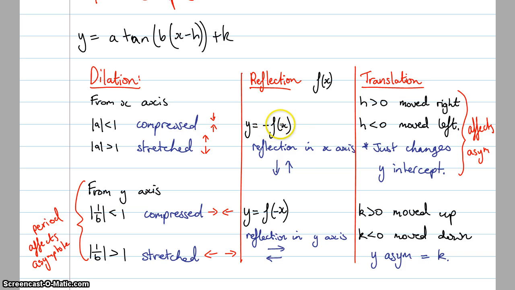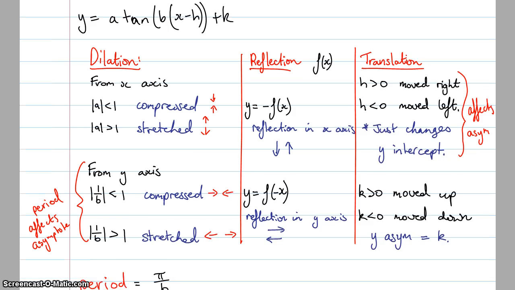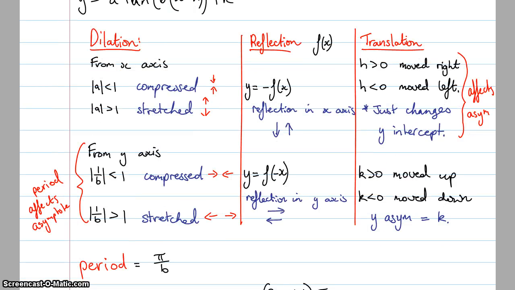Again, you can have reflections in the x-axis, flipping them top to bottom, and reflection in the y-axis, flipping them left and right, and you can move them up and down and left and right. Now, when you move the h, it actually affects the asymptotes. So that's something that we need to be aware of in the future. Now the period for a tan graph is actually pi on b, so it's a little bit different from sine and cos graphs.